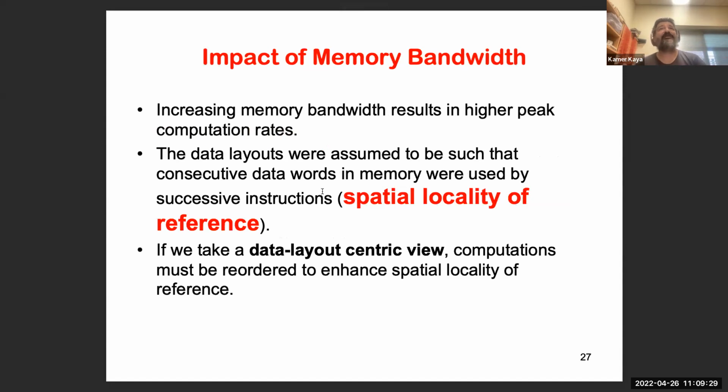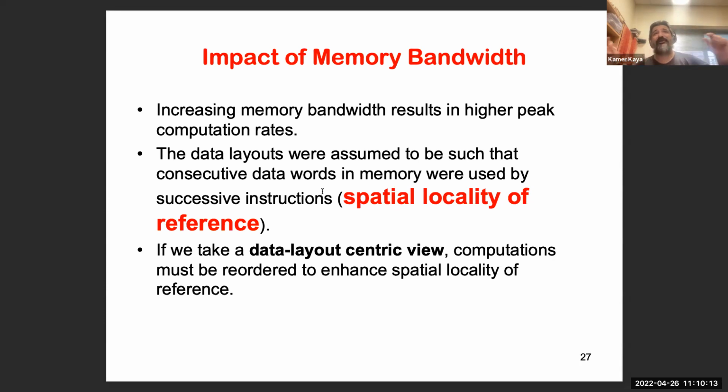So impact of memory bandwidth. Increasing memory bandwidth results in higher peak computation rates. The data layouts were assumed to be such that consecutive data words in memory were used by successive instructions. Okay, so now before we were accessing one element multiple times. Now we are accessing different elements, but we are organizing the memory. We are not reorganizing the computation, the algorithm now. I am telling you that if you reorganize your data layout, if you reorder your data in the memory, because memory is one dimensional, you can have a significant amount of performance boost due to spatial locality of reference. What do I mean?